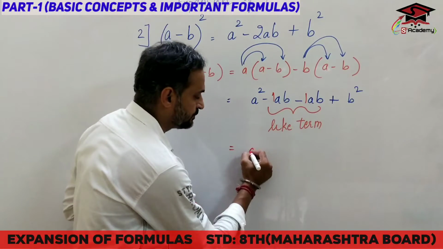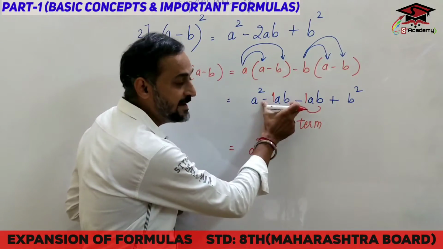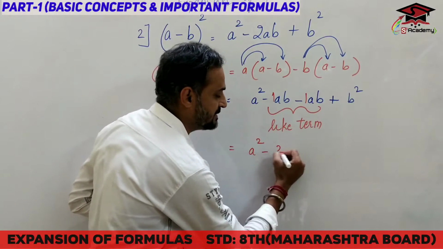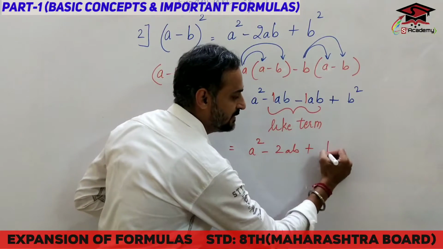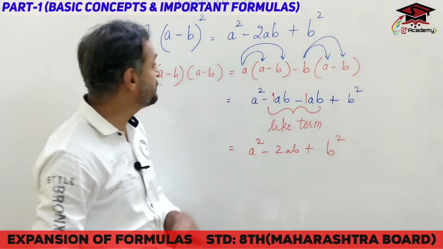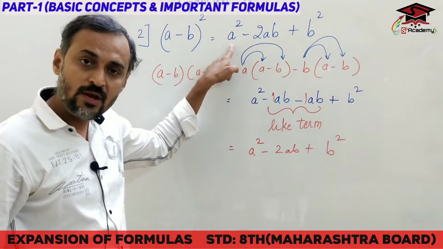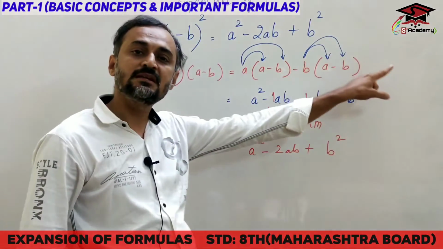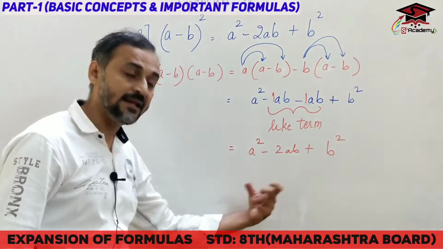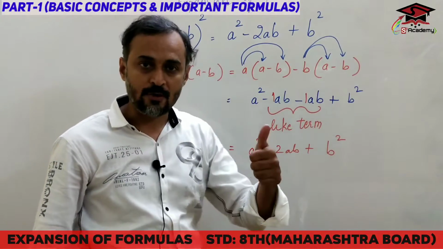A square, minus minus is plus sign of bigger number. So that is minus 2ab plus b square. So that means what was the formula for a minus b the whole square? A square minus 2ab plus b square. So this is the way how we expand the formula to get an accurate one. I hope my points are clear with you all.